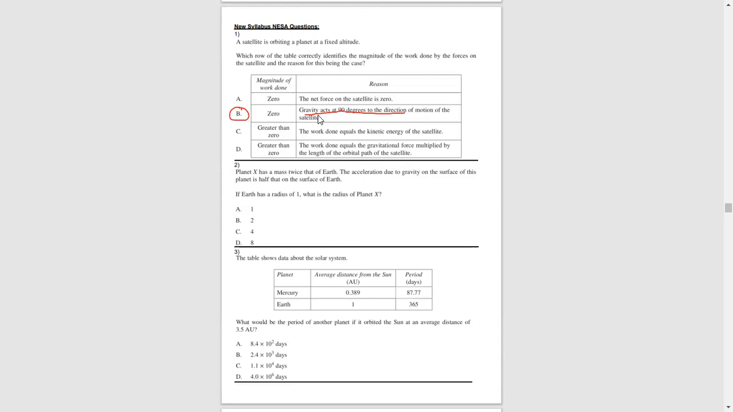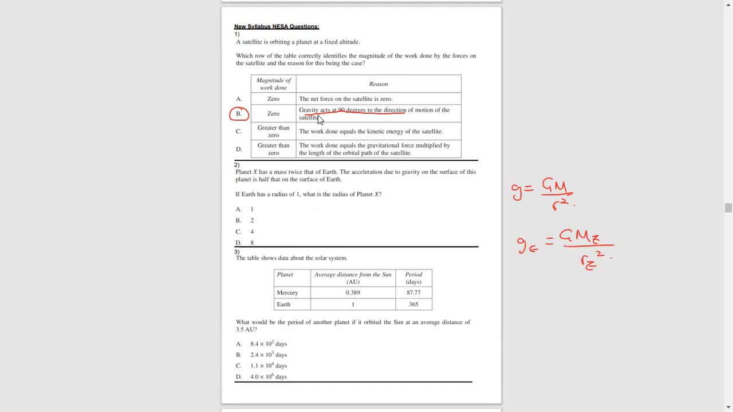Planet X has a mass twice that of Earth. The acceleration due to gravity on the surface of this planet is half that of Earth. If the Earth has a radius of 1, what's the radius of planet X? This would need you to just use what we've talked about before, g equals GM over R squared. And keeping in mind that for Earth, g of Earth equals G mass of Earth over radius of Earth all squared.